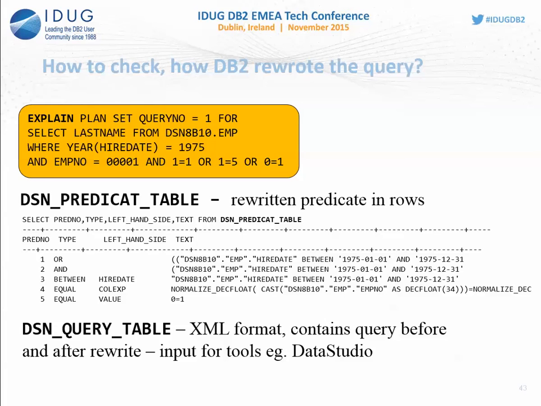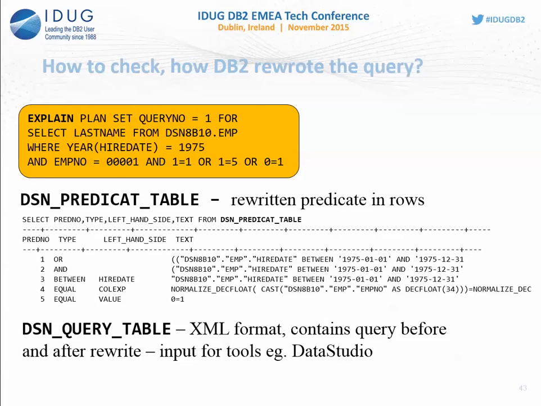Okay. And here is an example. You have the query like this, and you can check in the DSN predicate table how your predicates were rewritten. So what I said already, the year predicate in version 11 would be rewritten to the between, for example, right? The date.